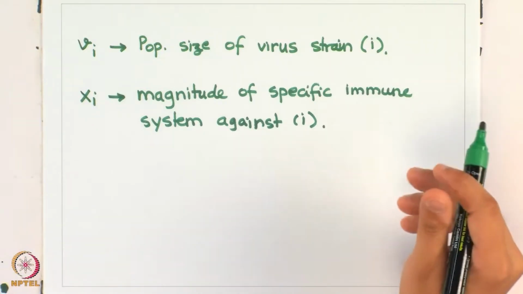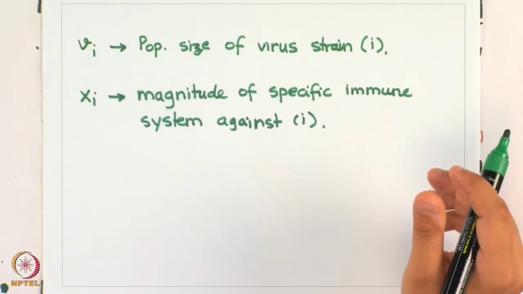So, when the infection starts with the first strain of virus, you have V1. The response that is launched to that particular strain is called X1. Then after some time, via mutation, another strain of virus crops up inside the host.